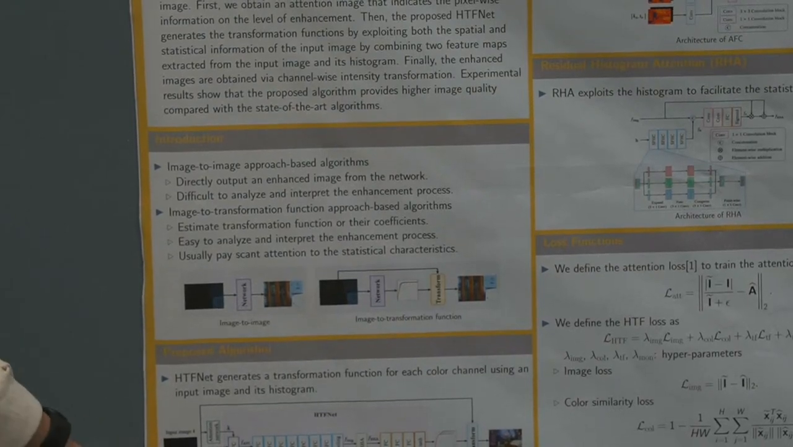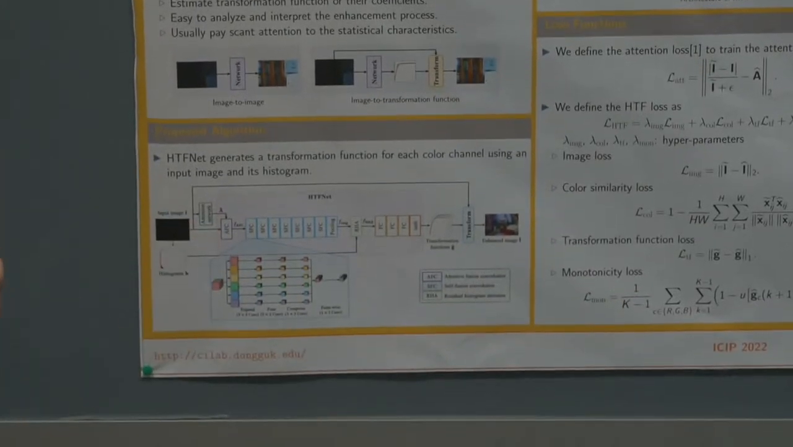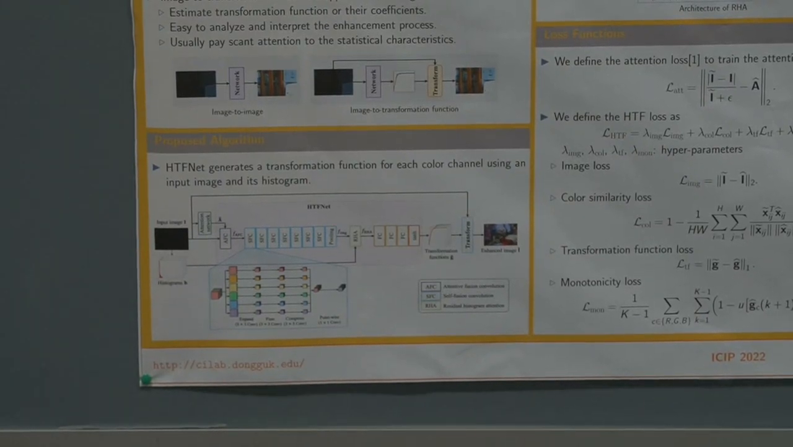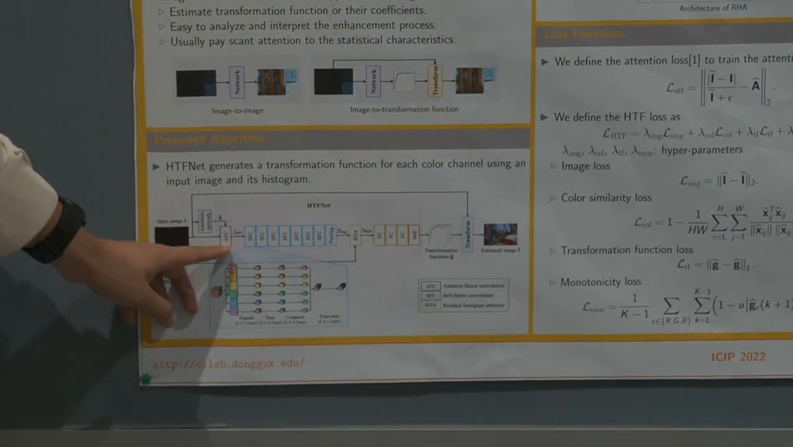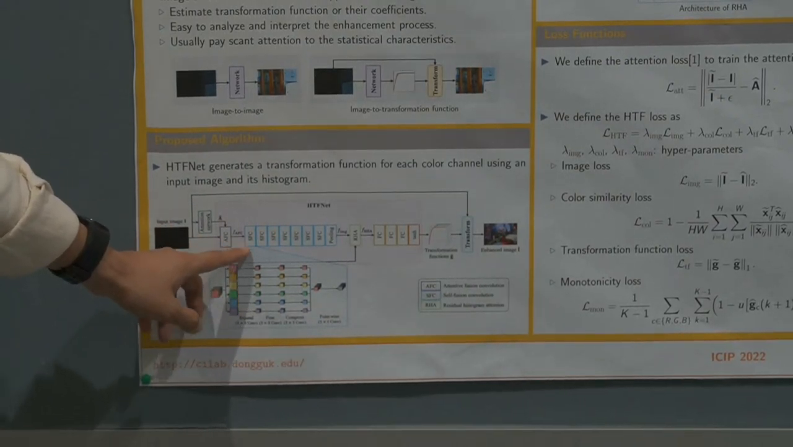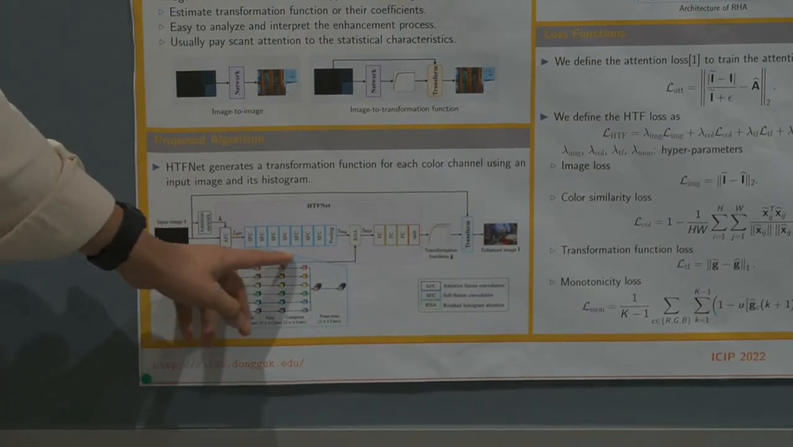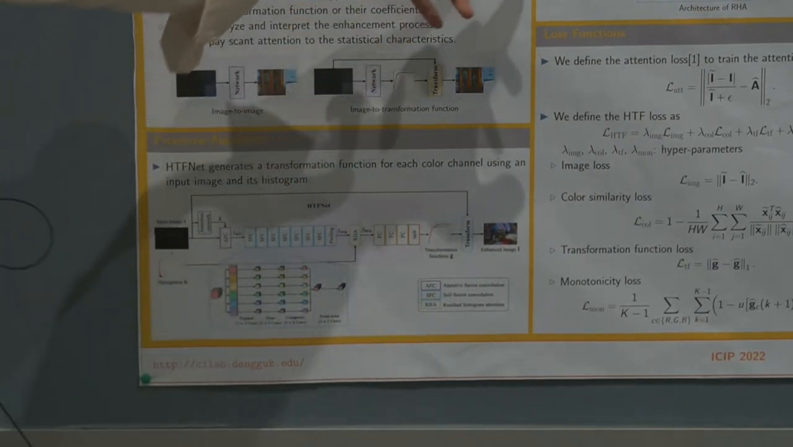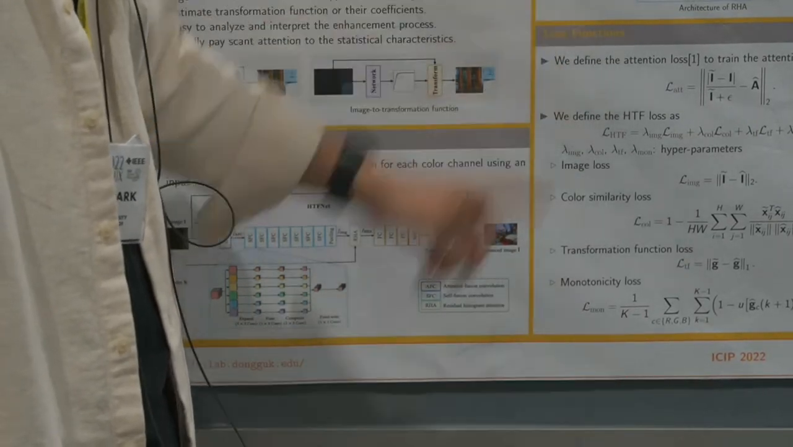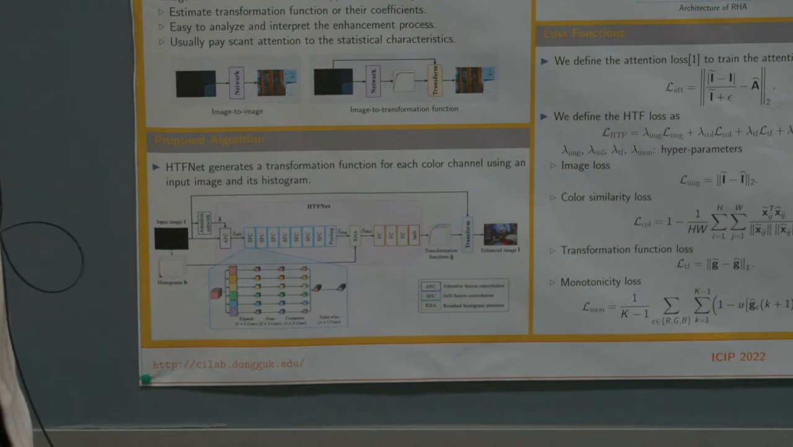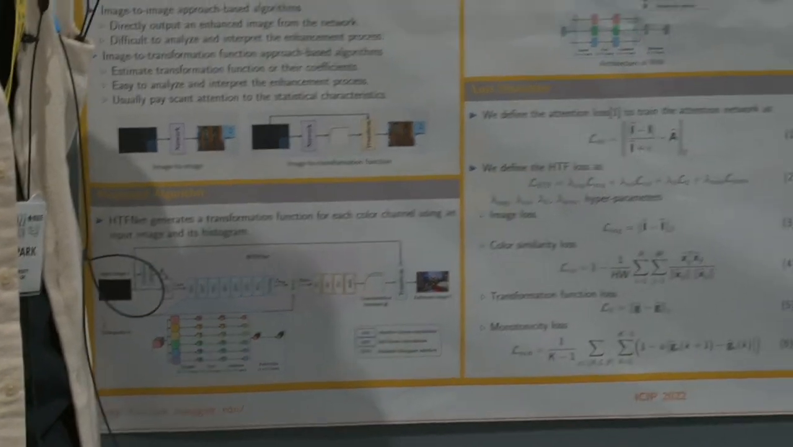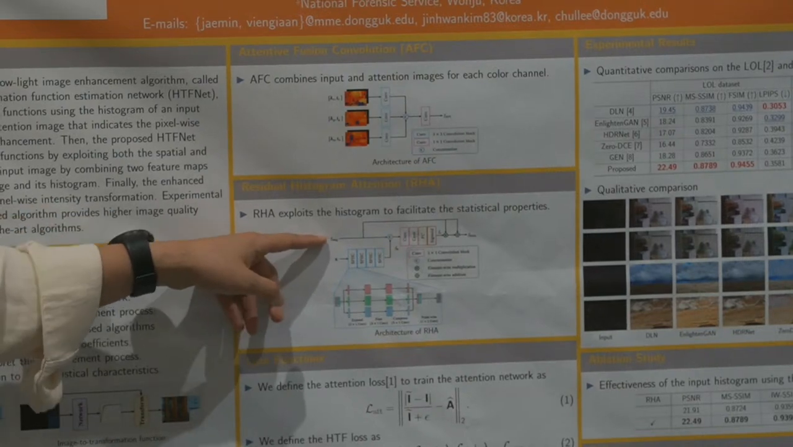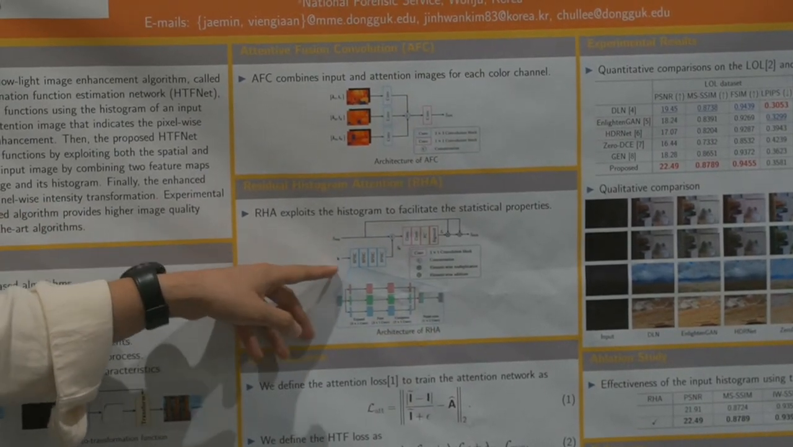So first, the AFC fuses the attention image and input image, so we can generate the channel-wise brightness image. Then the SFC extracts the image feature like this, and the key point of our algorithm is RHA. RHA exploits the histogram to facilitate the statistical properties like this.